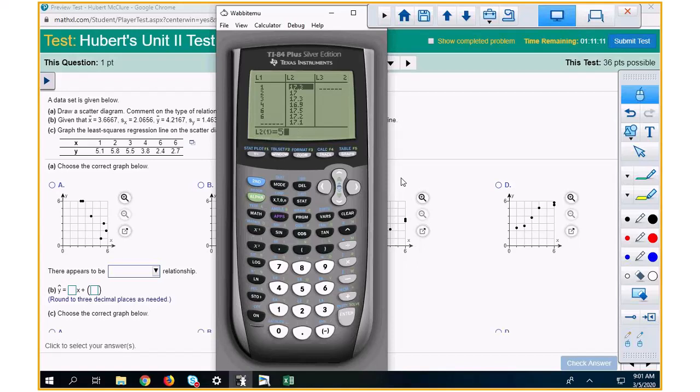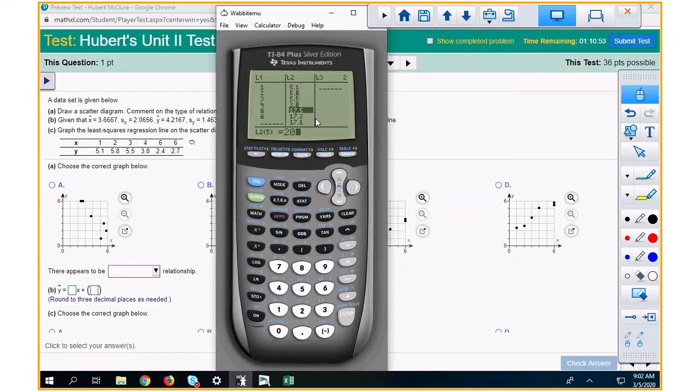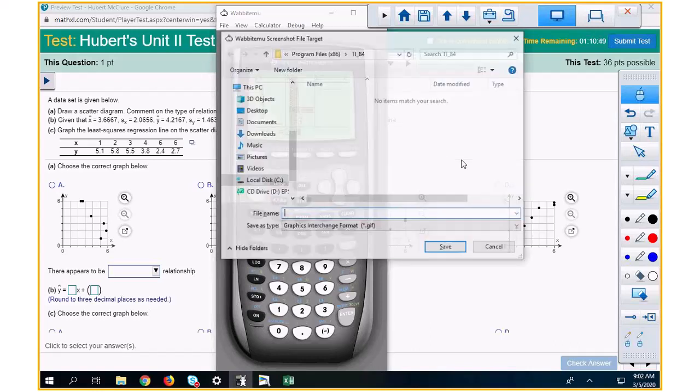And 5.1, 5.8, 5.5, 3.8, 2.4, and 2.7. Oh my gosh. 3.8, 2.4. We've got 20 on there.